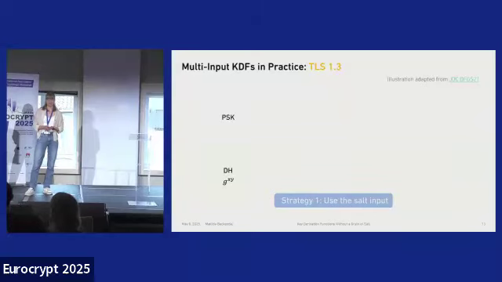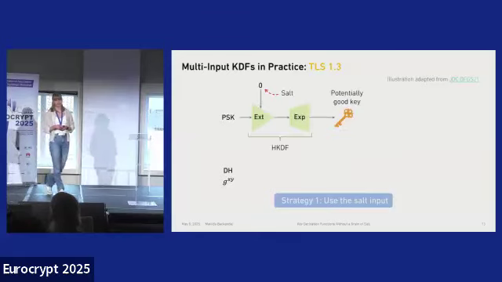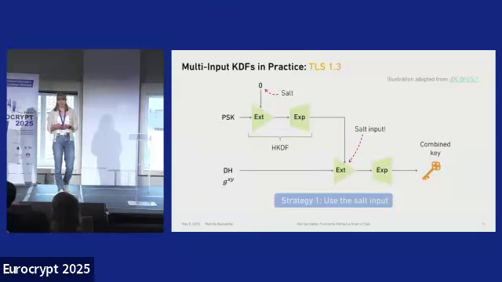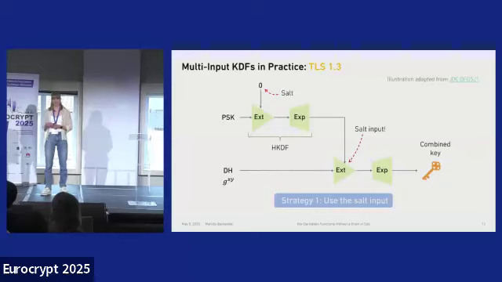In TLS 1.3, we want to combine a pre-shared key with the Diffie-Hellman ephemeral. To do this, TLS puts the pre-shared key through HKDF extract using a 0 salt. This will result in a potentially good key if the pre-shared key has high enough entropy. Then we want to combine this potentially good key with the Diffie-Hellman ephemeral, and to do this, we put that into the salt input of HKDF extract.